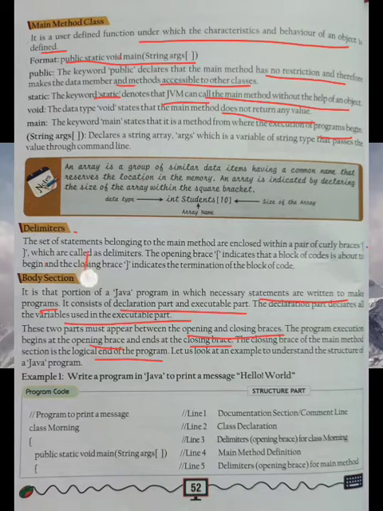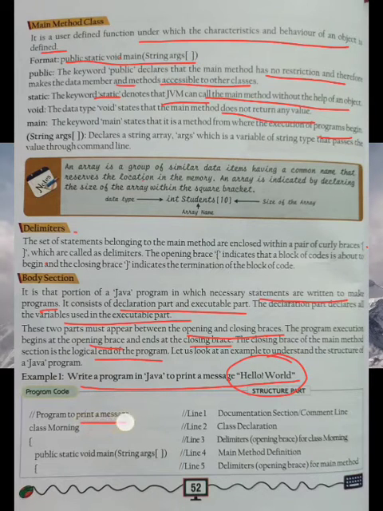If we are closing the braces of the main method section, it means that we are closing it, the logical end of the program. Here one example is given so that you can understand it. The example is: write a program in Java to print a message hello world. How we are going to print a message hello world? A simple program is there.